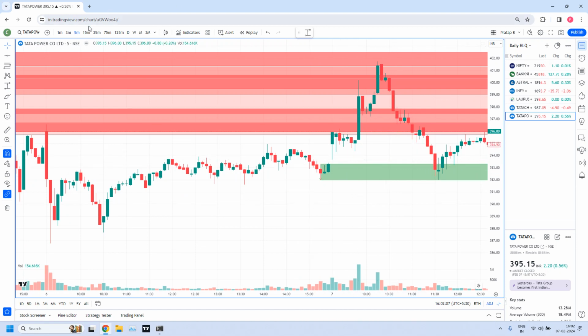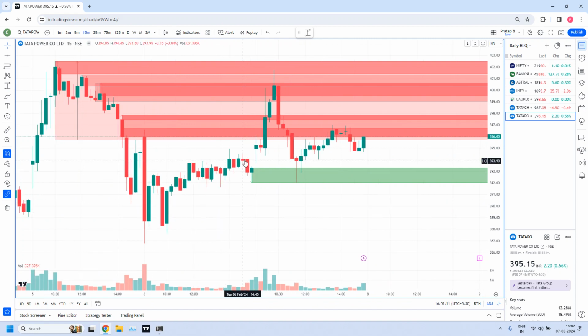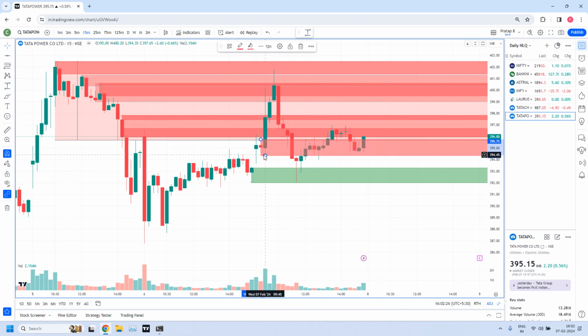This is the 15 minutes target. Let me show you. So drop base rally with hidden body, and finally reached the target. So you can say we can draw one more new demand zone. During the live market it happened. So why can't we book a profit here? Yes, we can book a profit here, here also.